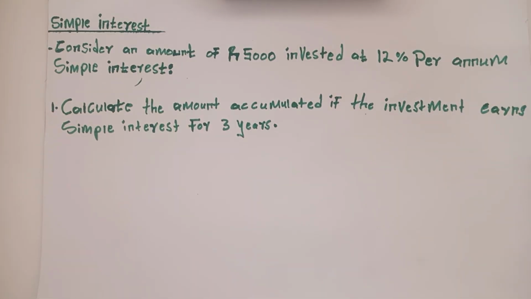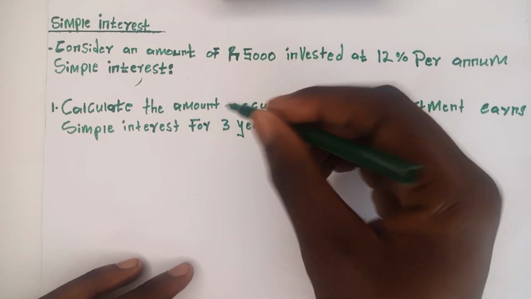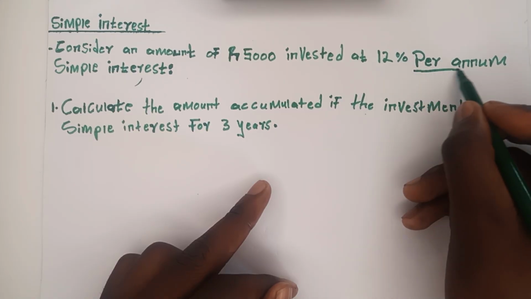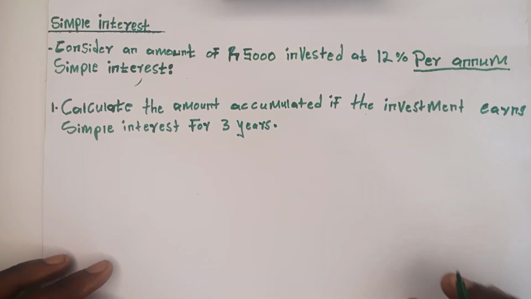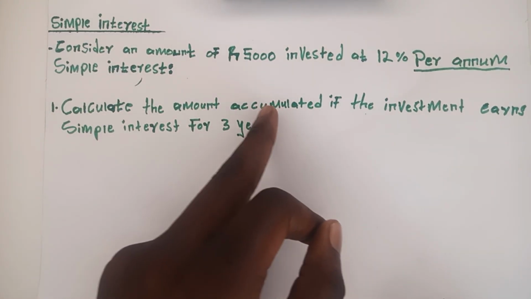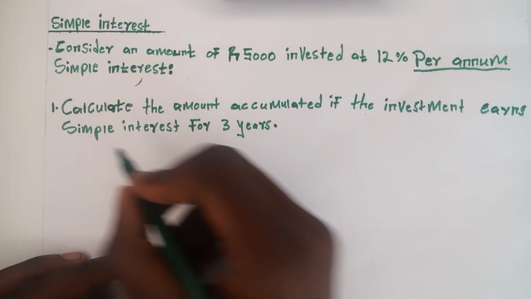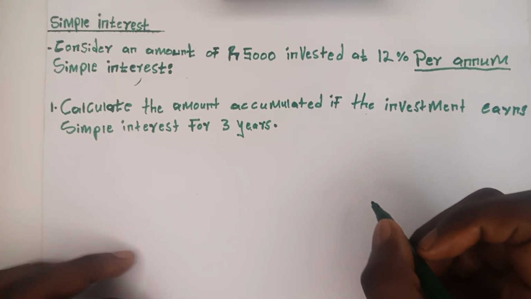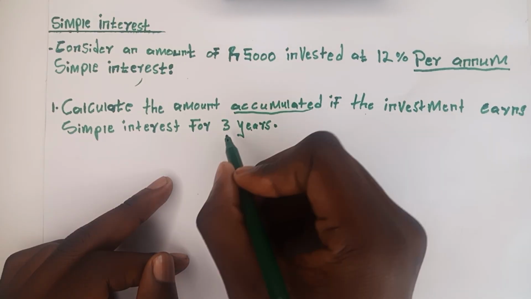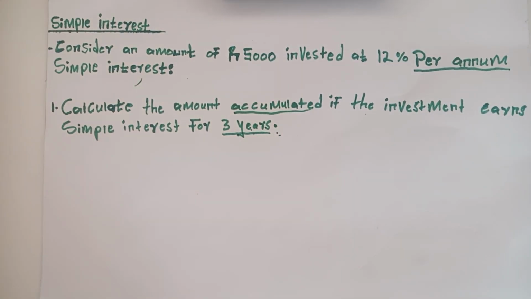So, let us take a look at the first one, which is simple interest, and look exactly how it works. For simple interest, we will consider an amount of 5,000 invested at 12% per annum. Per annum is just another way of saying per year. The question says we need to calculate the amount accumulated if the investment earns simple interest for 3 years. This term literally means the total amount after that time period of 3 years.